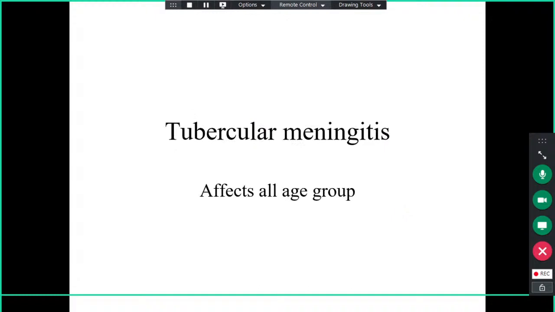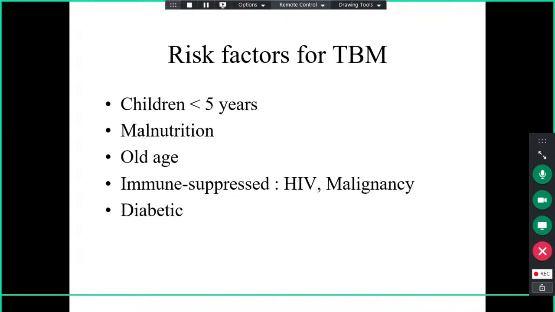Coming to tubercular meningitis, one of the important chronic meningitis causes. It can affect all age groups, especially children around 5 years old are more prone. If the patient is not vaccinated, if a child has not taken BCG, they are at more risk, or malnutrition also is one of the factors. Extreme old age, or if they are immunosuppressed, HIV, malignancy, and diabetic also can get it.